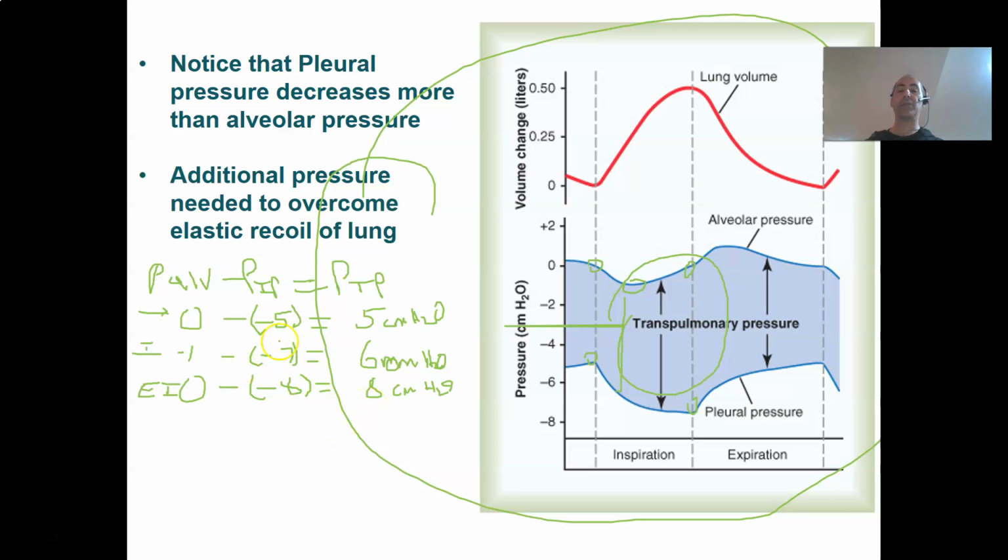Now, there's a couple of things you'll notice. When there is no flow, pleural pressure and transpulmonary pressure are equal and opposite, right? This is -5, this is 5. There's no flow at the beginning of inspiration. At the end of inspiration, this is -8, and this is +8. So you can start to see some relationships.